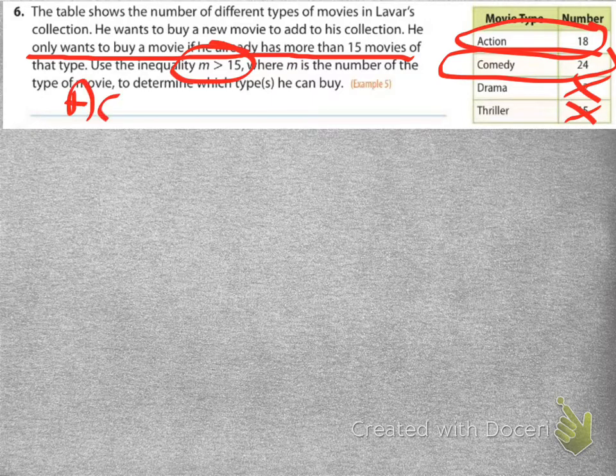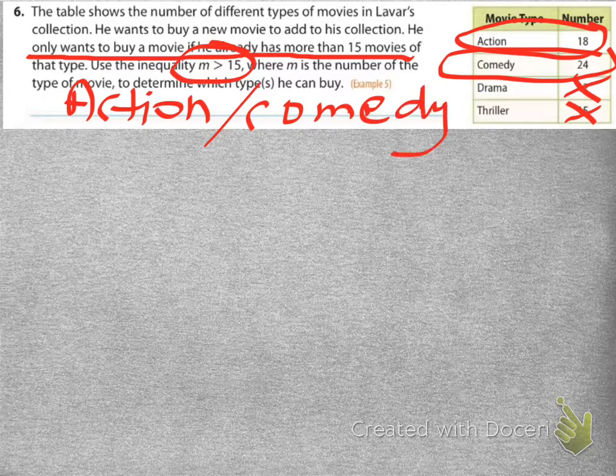And so our answers here are action and comedy. Those are the two that he can decide which one he wants to buy from. Those are the two genres, obviously, that he likes the best, because he buys most of his movies in those genres.